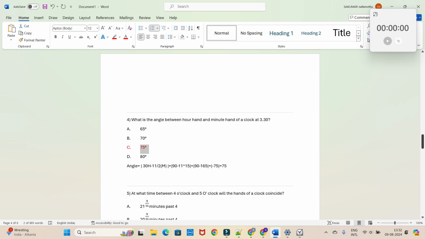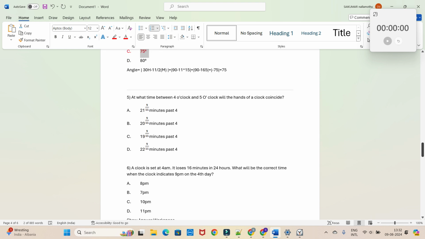Hope you got the solution and understood how it's done. This is the formula. If you substitute it, you will get the answer easily.